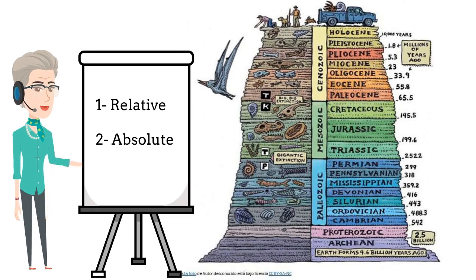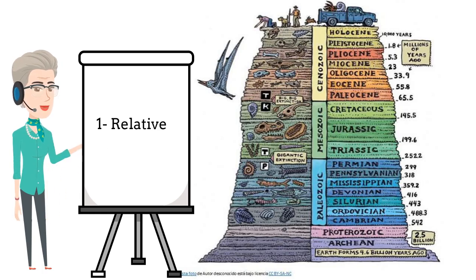In geology, there are two different approaches to age dating rocks. One is relative dating. Two is absolute dating. We are going to learn about both of them in this class. Let's start with relative dating.